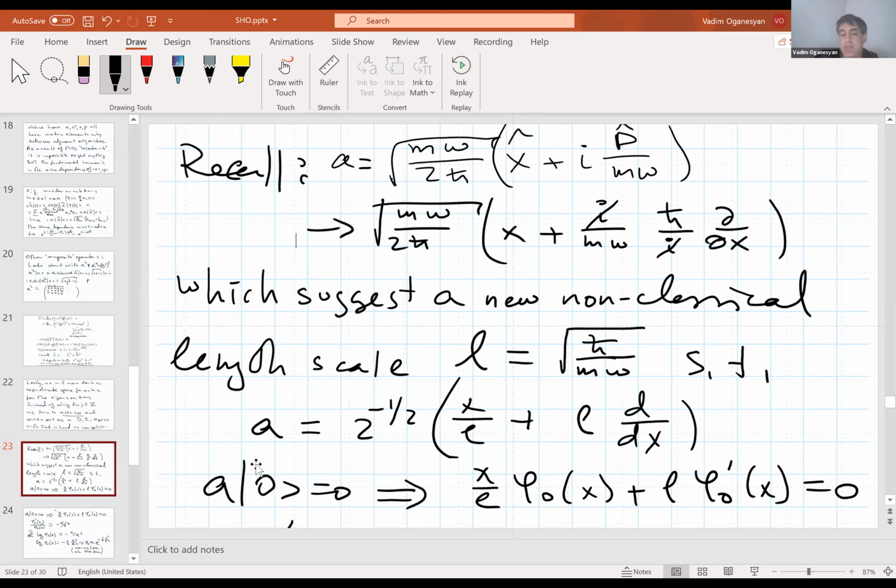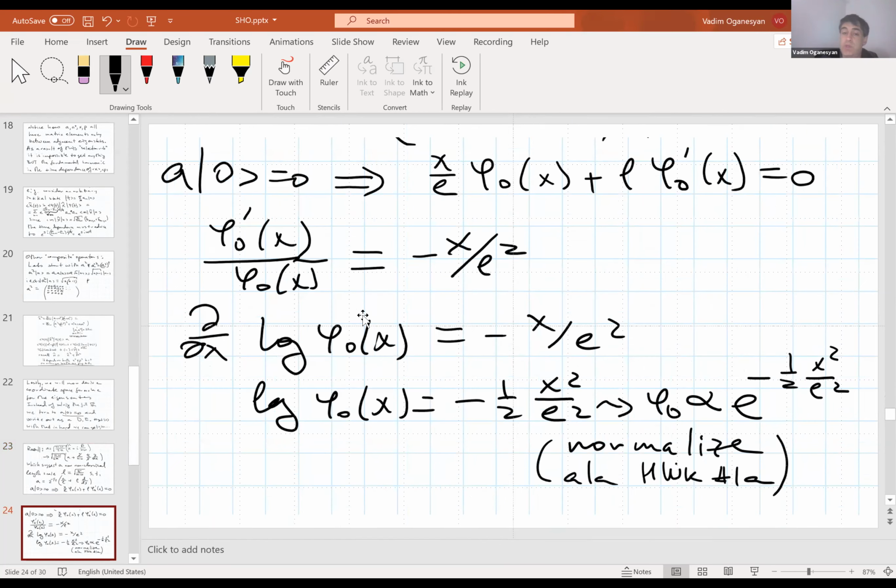Because if we take this A and form a differential equation out of this equation, what you're saying is that the ground state wave function obeys this differential equation: x over L phi naught of x plus L phi naught prime of x is equal to 0. Okay. And we can solve it. We can solve it without guessing. We can solve it by brute force integration, direct integration.